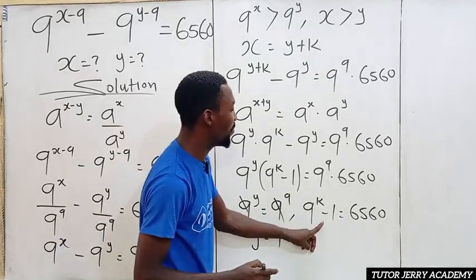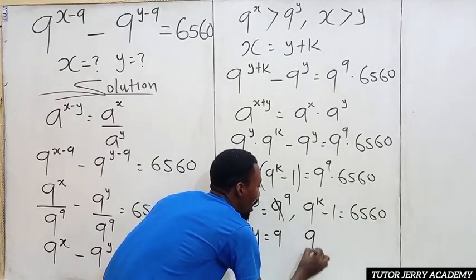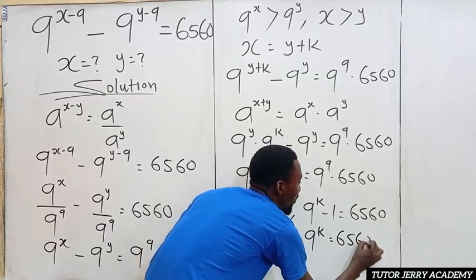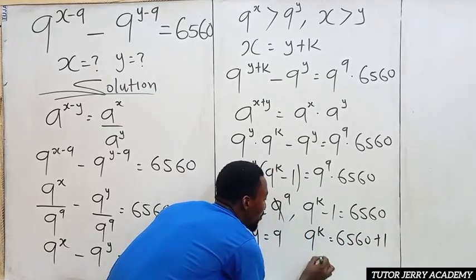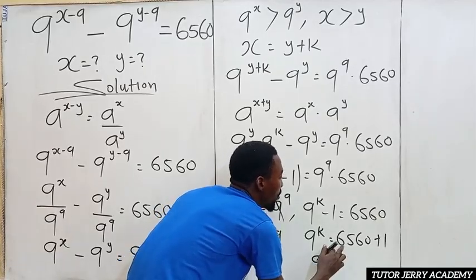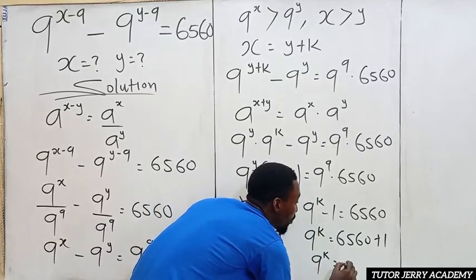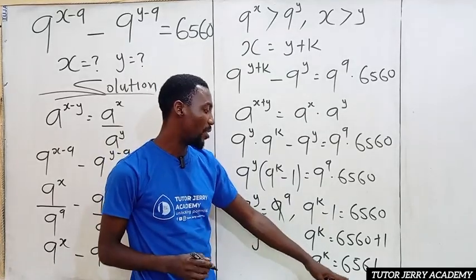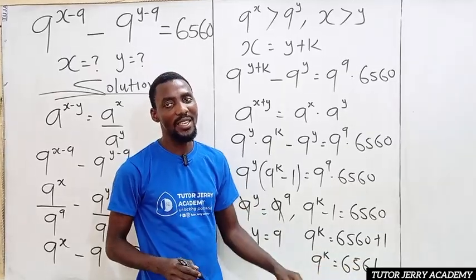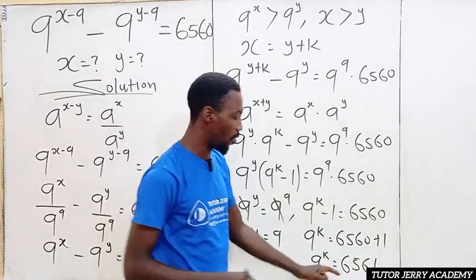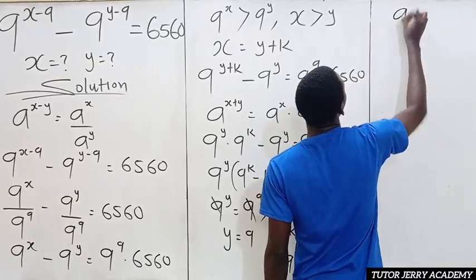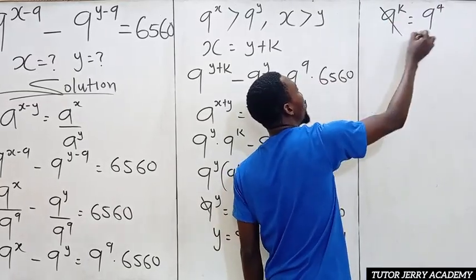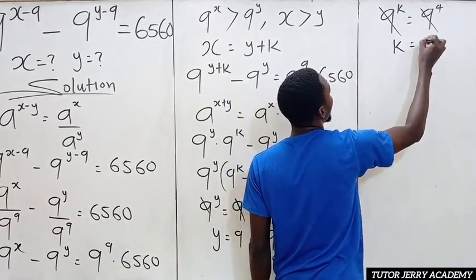Alright. So if I move this 1 to the other side, 9 to the power of k will be equal to 6,560 plus 1, which will be equal to 6,561. And you are going to recall carefully that 6,561 is the same thing as 9 to the power of 4. So we are going to have 9 to the power of k equal to 9 to the power of 4. So again, this base will go with this base, then k will be equal to 4.